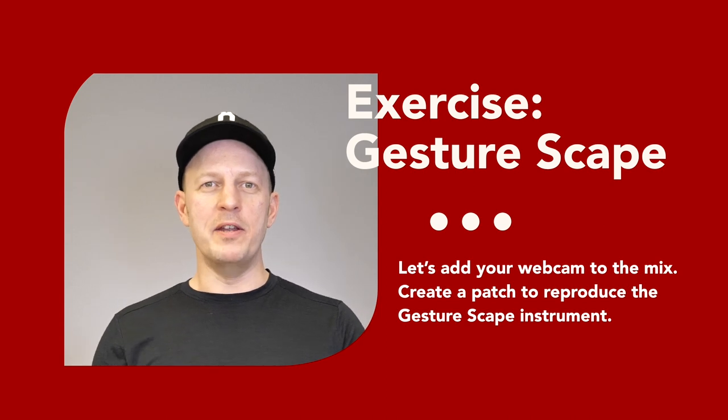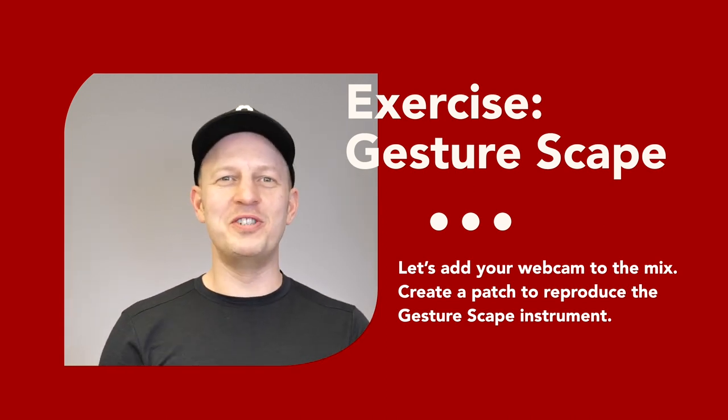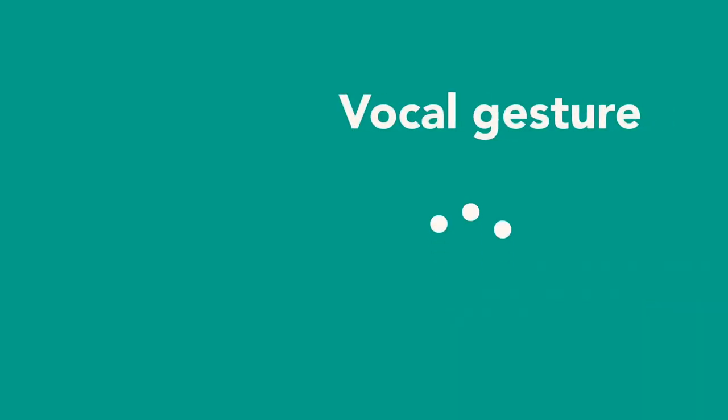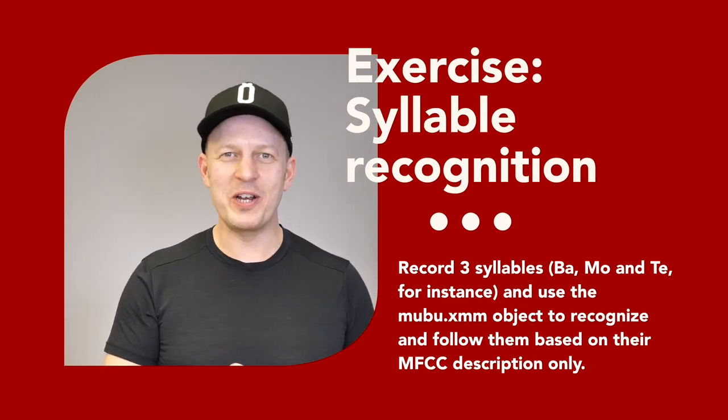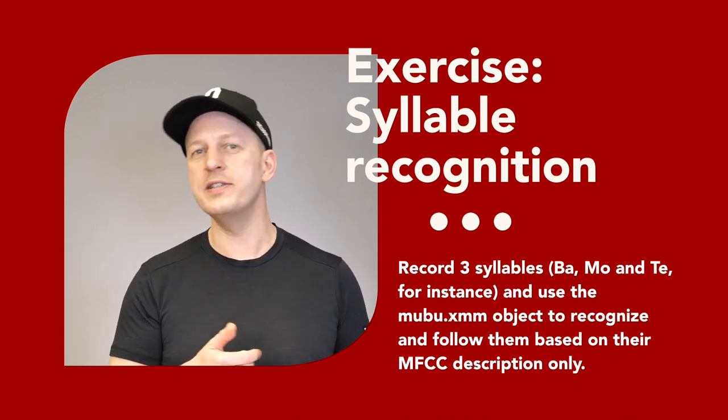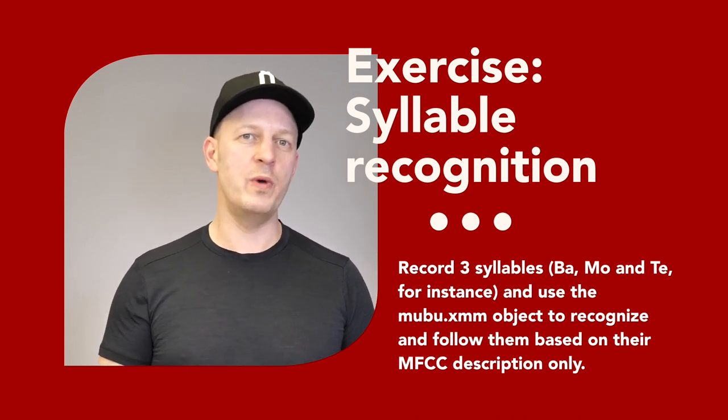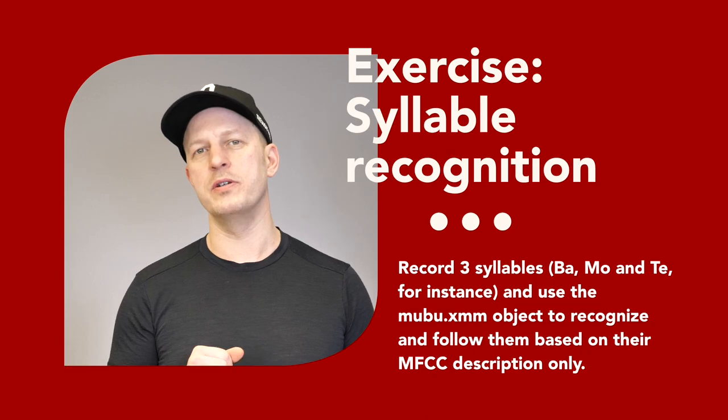Let's add your webcam in the mix and create a patch to reproduce the Jazz Escape instrument. While motion data can be derived from hand tracking, it is also possible to track speech gestures by modeling them with MFCCs, Mel frequency cepstral coefficients. In this way, we can track and recognize vocal gestures, speech or singing, vowels or syllables, without using gesture data. Create a patch. Record three syllables, ba, mo and ti, for instance, and use the mubu.xmm object to recognize and follow them based on their MFCC description only.